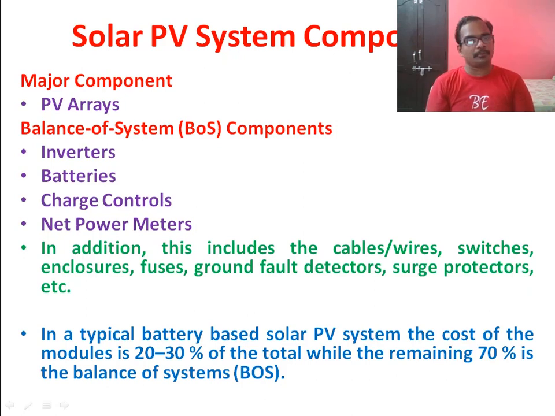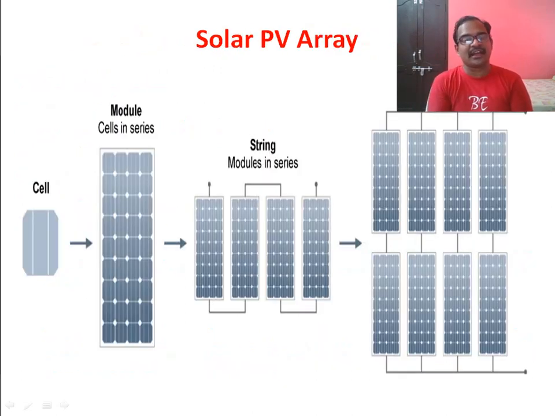Except the solar PV arrays, all the remaining components in a solar power plant are called the balance of system components. So for a typical battery storage solar PV system, the cost of the modules is only 20 to 30%, whereas 70% of the cost is incurred for the balance of system components. So balance of system components are the major equipment in a solar PV system, as well as the solar PV arrays. Now let's talk about solar PV arrays.